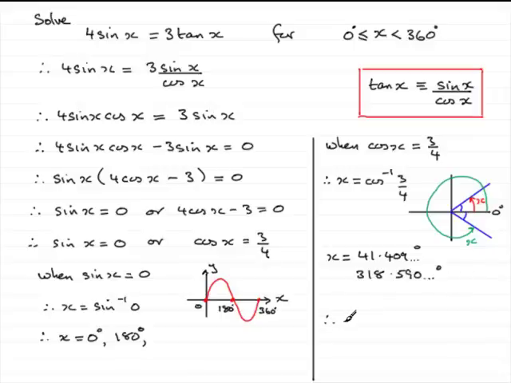So for these two solutions, we need to round them up to a sensible degree of accuracy. So let's say 1 decimal place, and that's going to give us 41.4 degrees. That's the 1 dp, and the other one would be 318.6 degrees to 1 decimal place. So we have 4 solutions then to our equation. x equals 0, 180, 41.4 and 318.6 degrees. Okay, well I hope you've been able to follow that, and that now brings us to the end of this question.